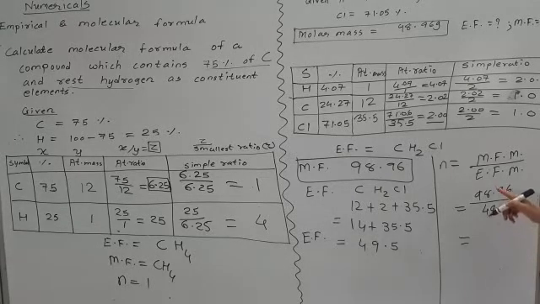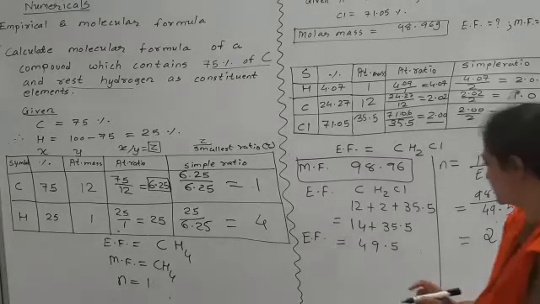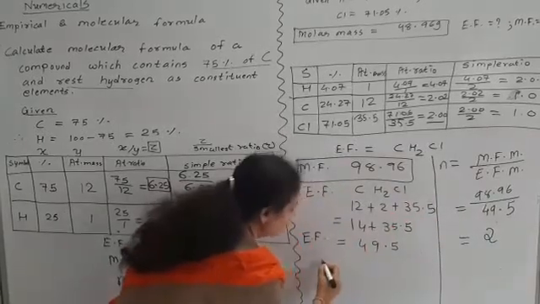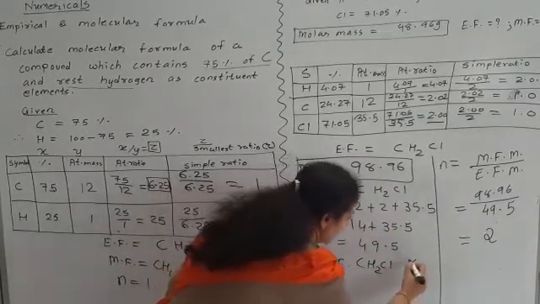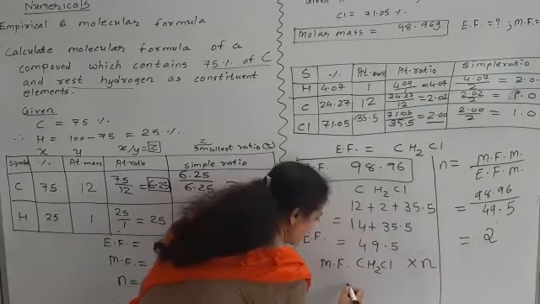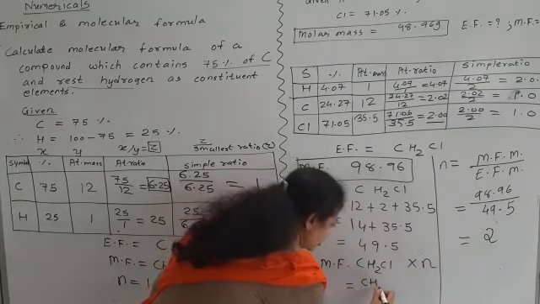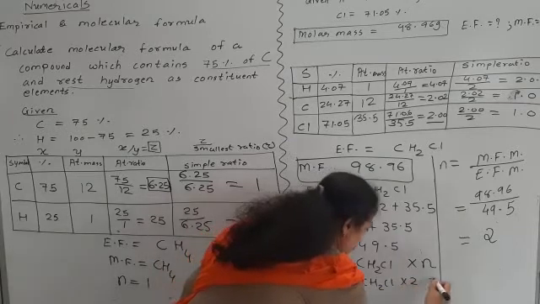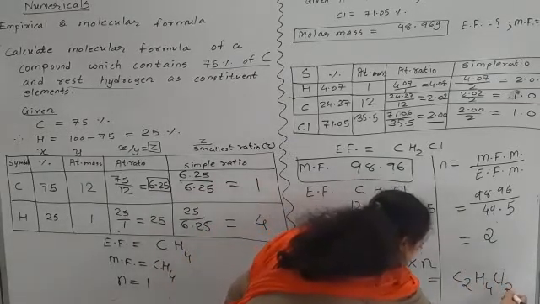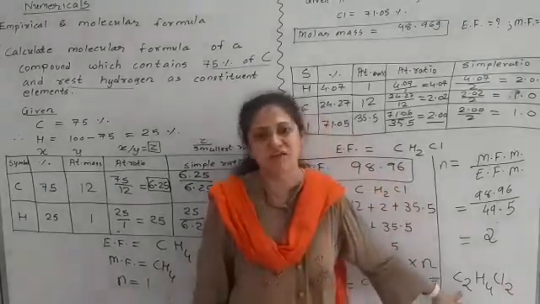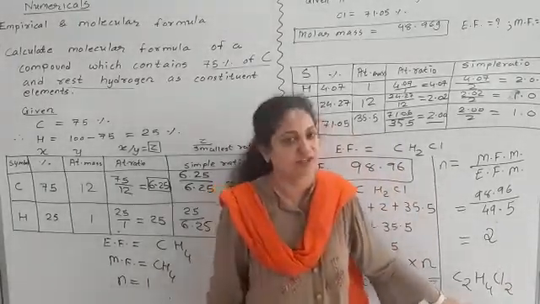So 49 2s are 98. So we round it off as 2. So N is equal to 2 for this. So we will be getting the molecular formula as CH2Cl multiplied with N, which is CH2Cl multiplied with 2, which is C2H4Cl2. So this is our required answer. So we'll stop here.